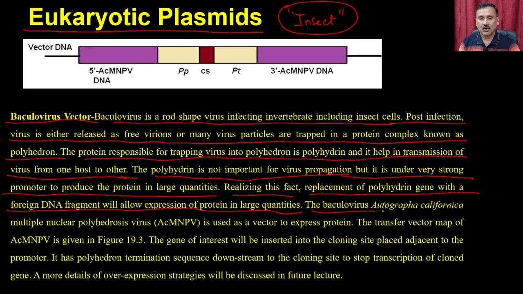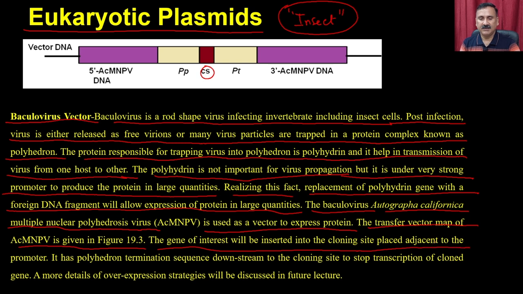So the baculovirus Autographa californica multiple nuclear polyhedrosis virus, or the AcMNPV, is what is used as a vector to express the protein. The transfer vector map of the AcMNPV is given, right? So this is the vector map, where you have the cloning site. The gene of interest will be inserted into the cloning site placed adjacent to the promoter. This is the polyhedrin gene promoter, right? And it has the polyhedrin termination sequences downstream to the cloning site to stop the transcription of the cloned gene, and more will be discussed in future lectures.